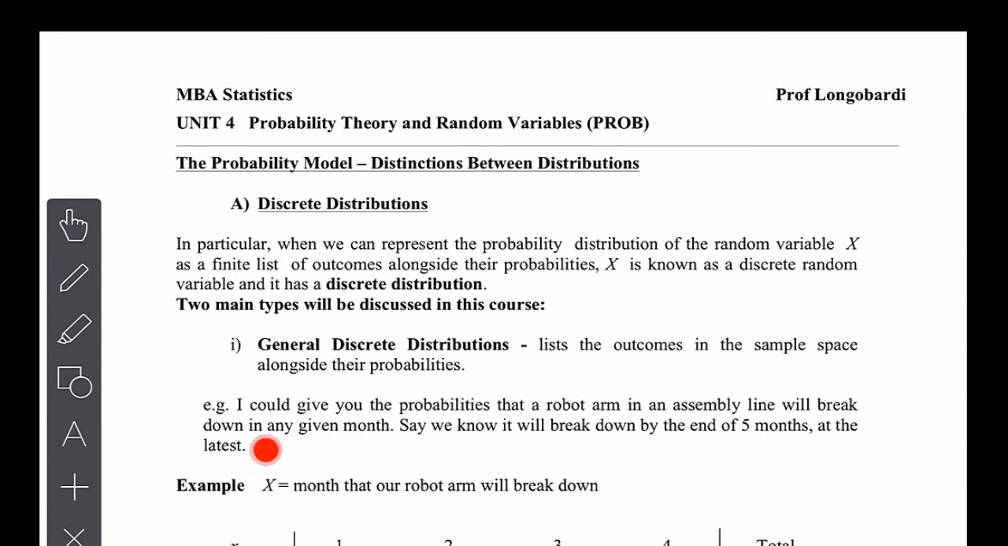For example, I will give you a table like this. I will mention all the possible outcomes. Here they are, 1, 2, 3, and 4. These represent the month when an assembly arm will break down and the probability with it. So we interpret this as 5% of the robot arms will break down in the first month. Or in other words, there's a 5% chance that any given robot arm will break down.